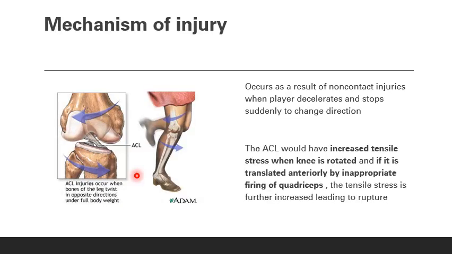Mechanism of injury occurs as a result of non-contact injuries when player decelerates and stops suddenly to change direction. ACL would have increased tensile stress when knee is rotated, and if it is translated anteriorly by inappropriate firing of quadriceps. Tensile stress is further increased, leading to rupture. As you can see in this picture, the injury occurs when both the bones, femur and the tibia, are rotated in opposite direction under full body weight.